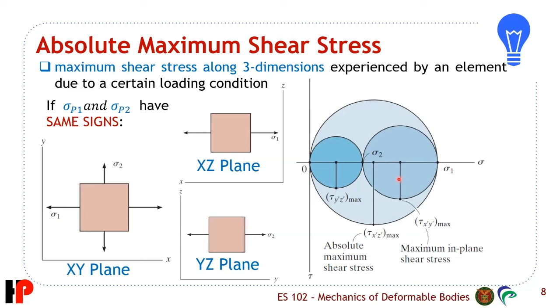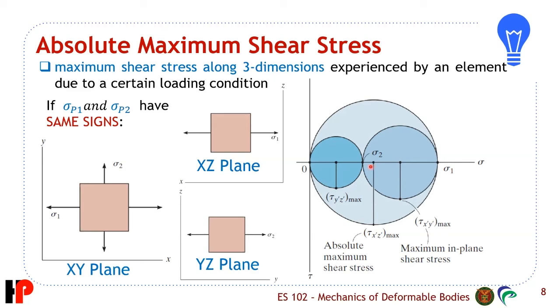Okay? So don't get confused, it seems like our main plane is xy because that's where the two normal stresses are, sigma 1 and sigma 2. So the tau max in plane there is tau xy prime, but it is not the absolute maximum. It turns out the absolute maximum is this one, tau xz, where sigma 1 is. Okay? Because sigma 2 is smaller than sigma 1.